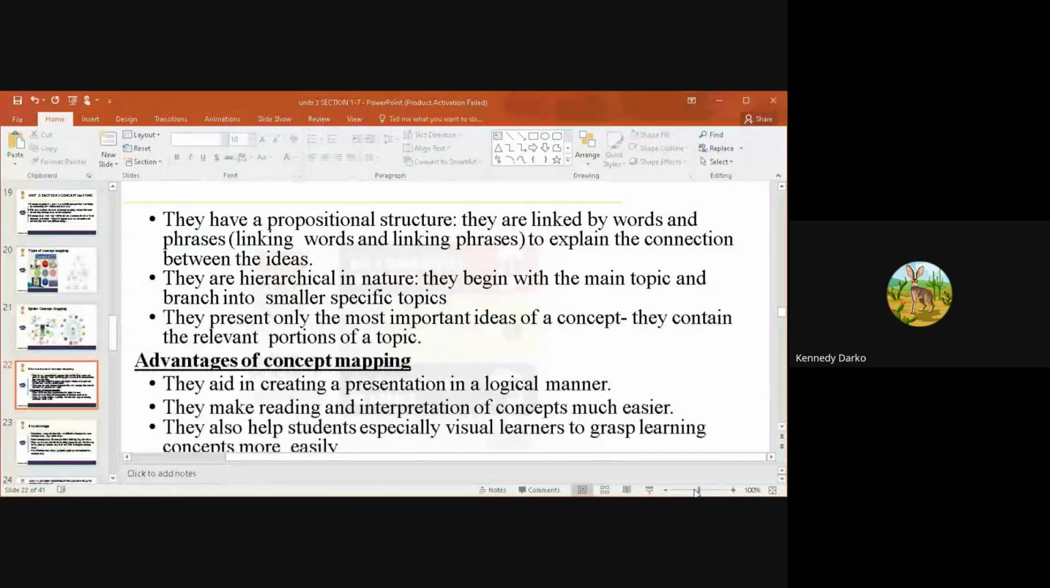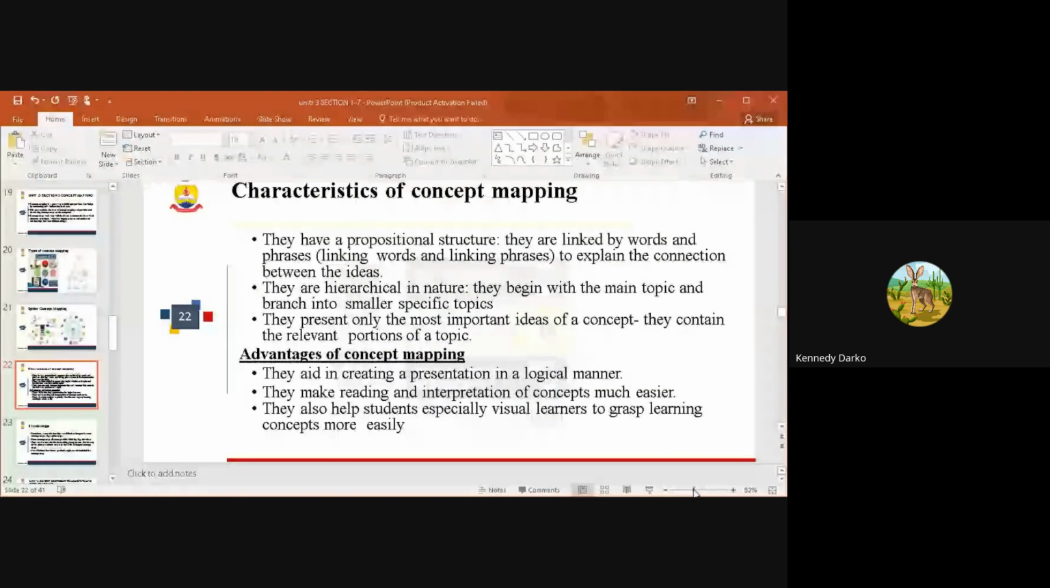Okay, so we are looking at characteristics of concept mapping. They have a propositional structure. They are linked by words and phrases, linking words and linking phrases, to explain the connection between the ideas. So if you are talking about flooding, what concept map can you draw? You will be able to link whatever idea or phrases you want to use to the particular topic and deduce the right answers or the ideas that you want the student to get.